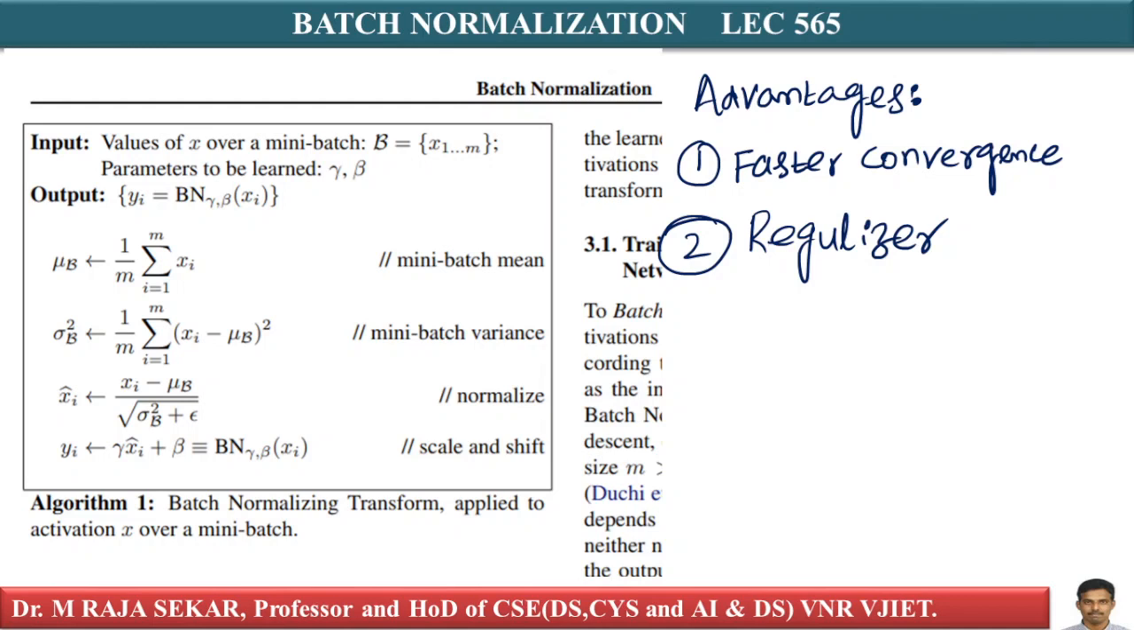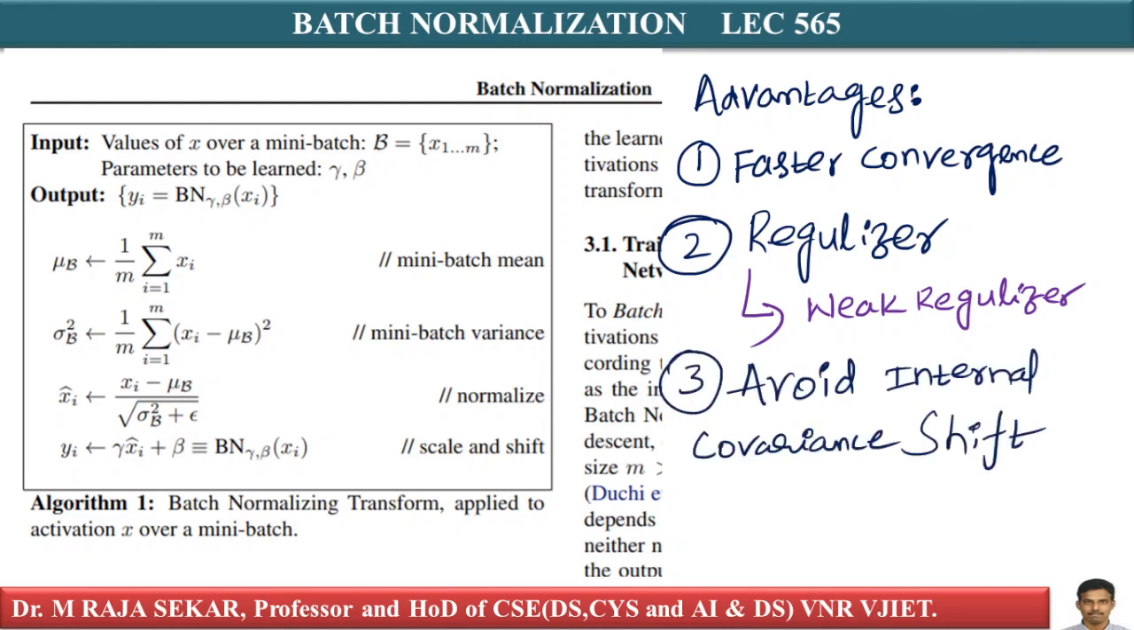The most important idea here is that it avoids internal covariate shift. When you avoid internal covariate shift, you can train deep neural networks. This is the core idea of batch normalization. This is a very interesting idea.